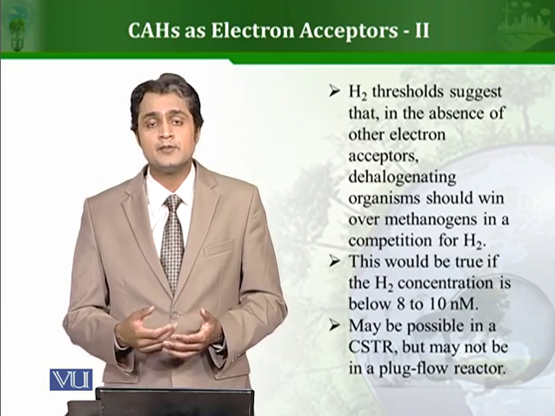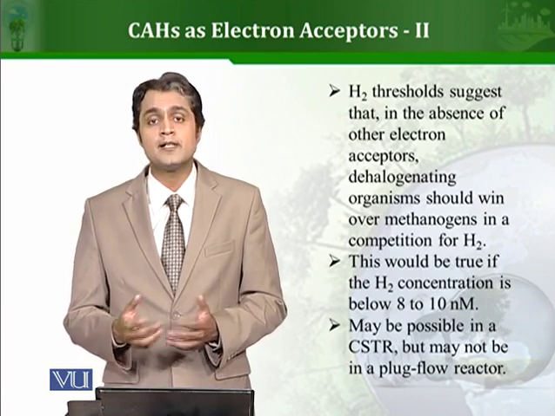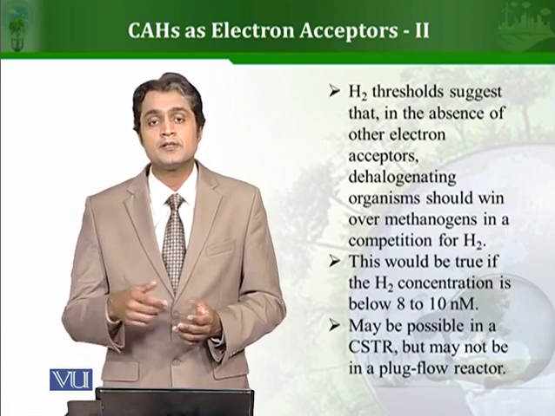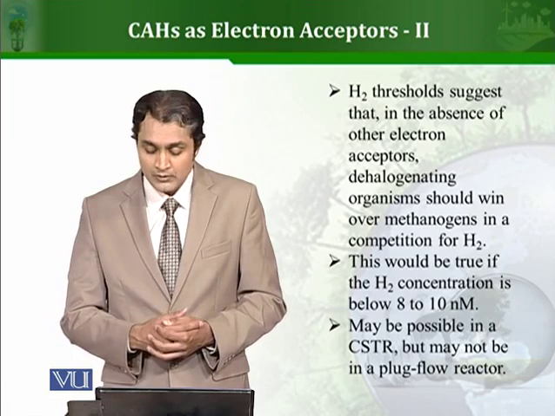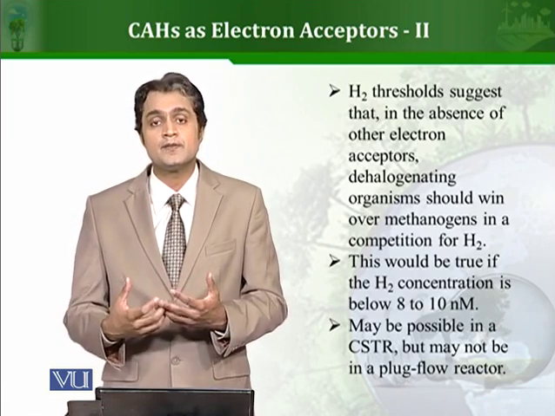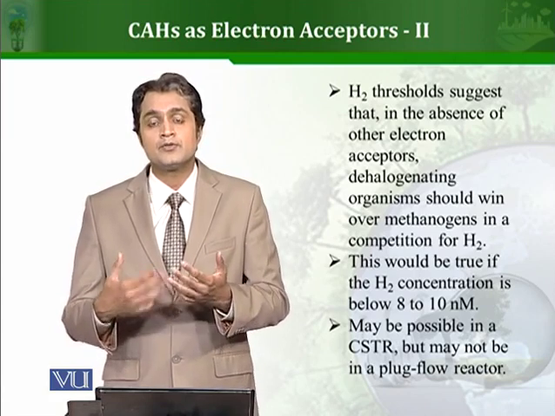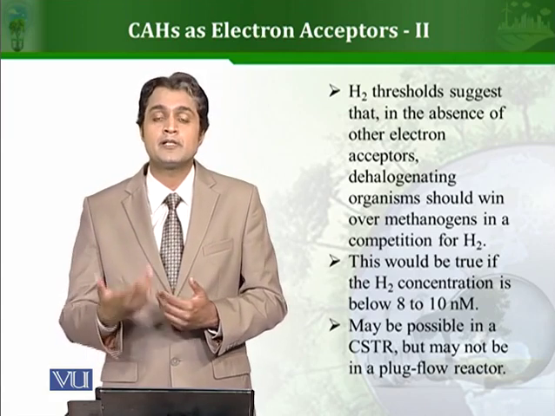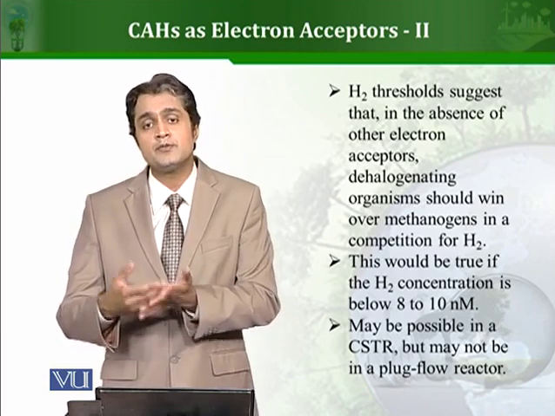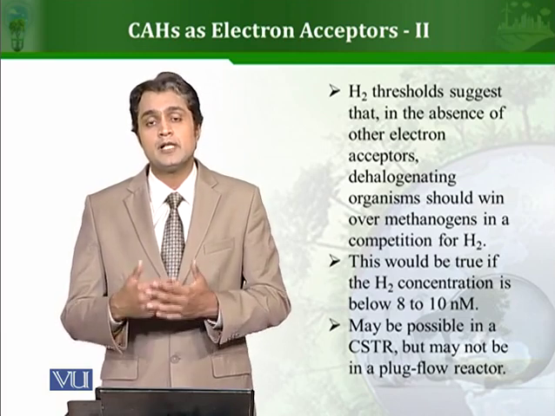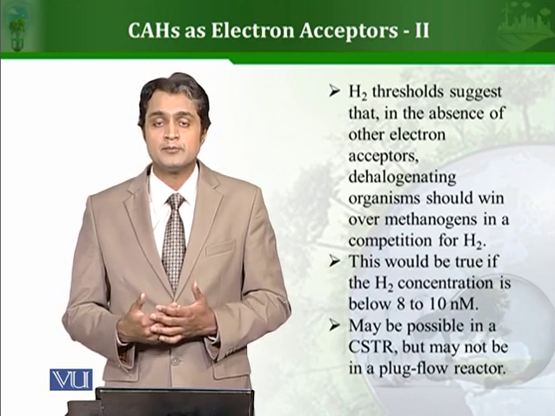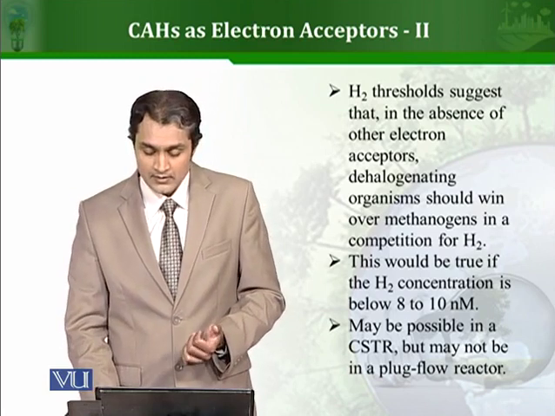This is actually possible more in continuously stirred tank reactors, where we stir continuously, but not in plug flow reactors, because in plug flow reactors the concentration of hydrogen increases, so the threshold level will be exceeded, and methanogens will start to prevail there. So in order to make sure that methanogens do not prevail, we have to make sure that the concentration of hydrogen released by the fermentation of organic matter is as low as possible. Only then can dehalogenation take place.